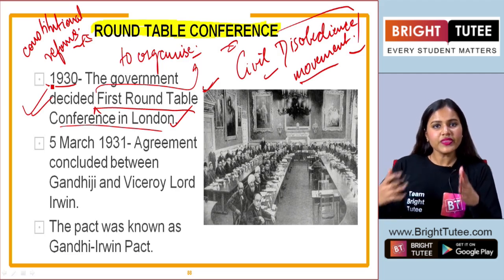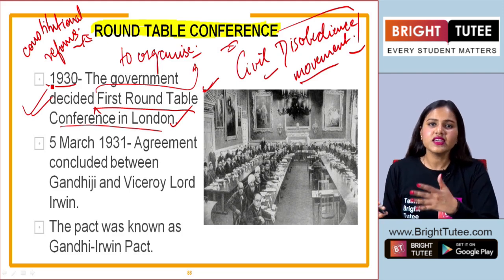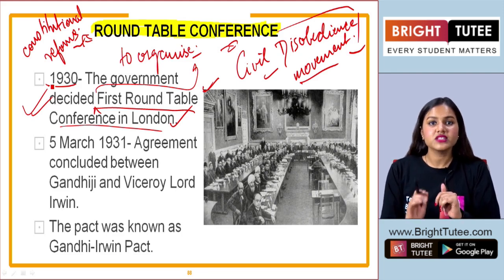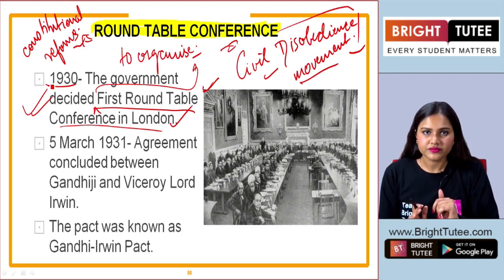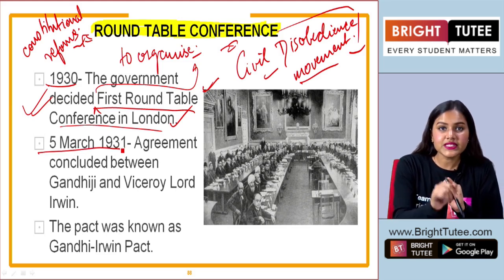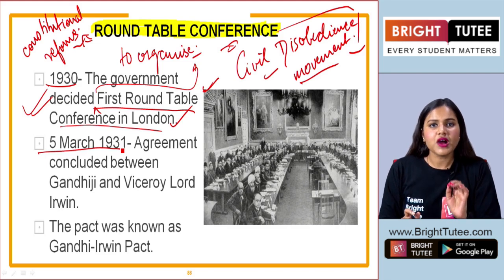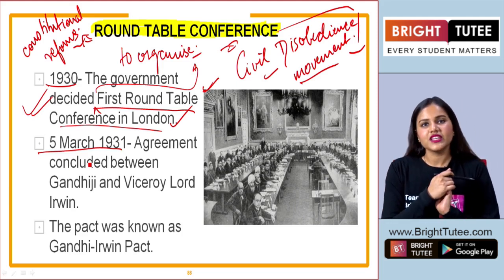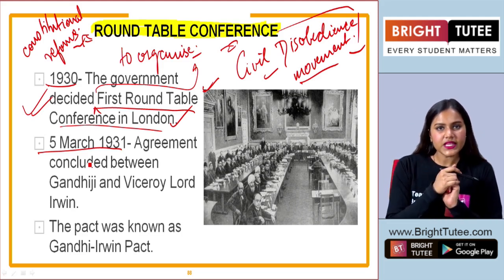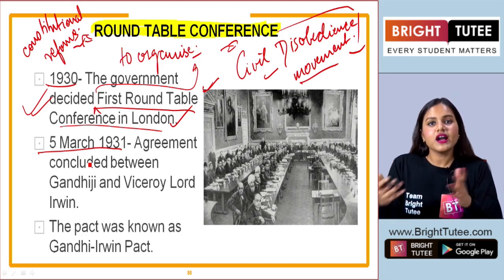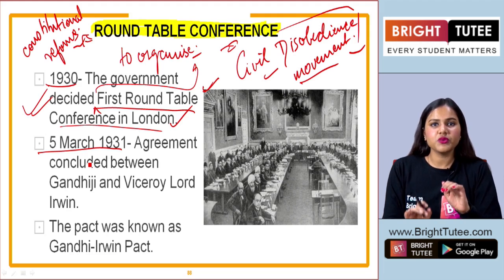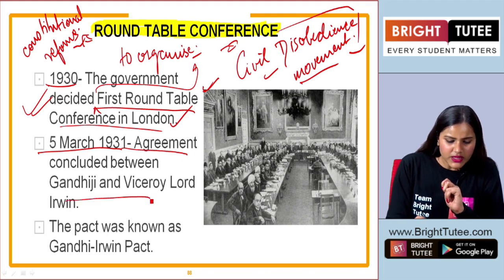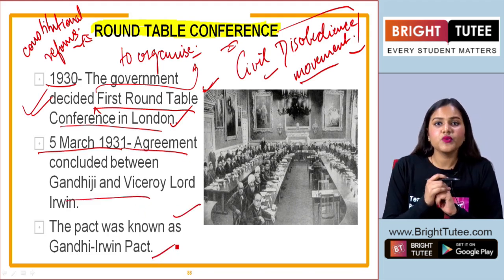But after that, when the movement started taking a violent turn, Lord Irwin decided to sign a pact, an agreement with Mahatma Gandhi. Here, talking about this date, 5th March 1931, it is really important for us to understand, students, because it was on this date that a pact or an agreement, in simple terms, was signed between Viceroy Lord Irwin and Mahatma Gandhi. So we call this the Gandhi-Irwin Pact.